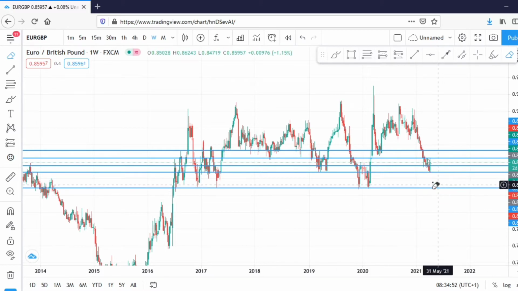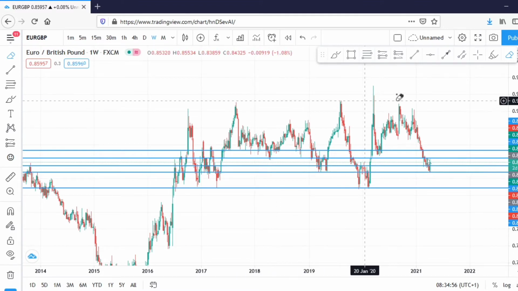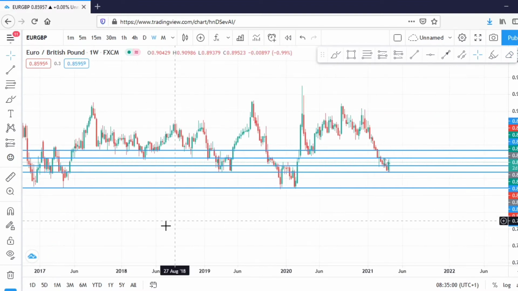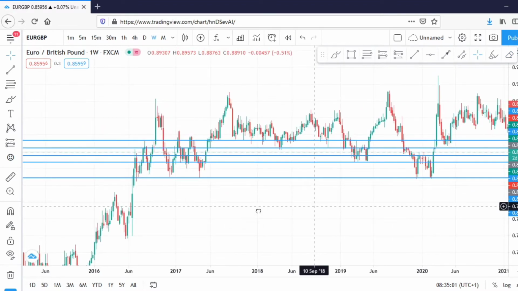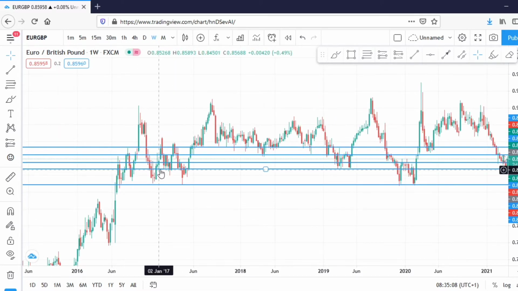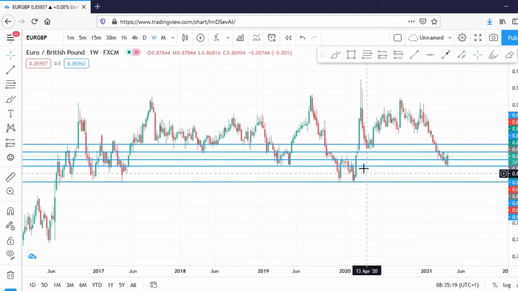Okay, so that's one support here. Another support level is this one down here, and that's where I took my trade. And let me show you why. So you can see this level here. If you go back, and this is the weekly time frame, it's been tested multiple times. You can't see it clearly, but if I go to smaller time frames, you'll be able to see that it has been tested multiple times, broken, then price comes back down to that level.